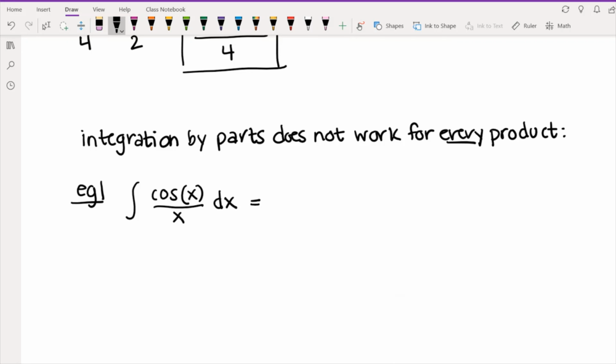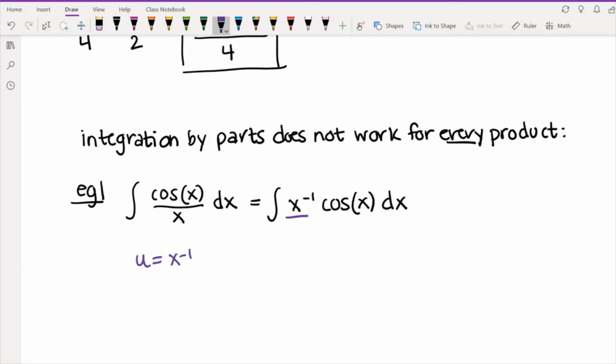And you could rewrite this as x to the negative 1 times cosine of x, right? So you could see that this really is a product of two functions. So what would you probably try here? Well, we could try it both ways, but it seems like it would make the most sense to let u equal x to the negative 1. So let's see what happens if we let u equal x to the negative 1.